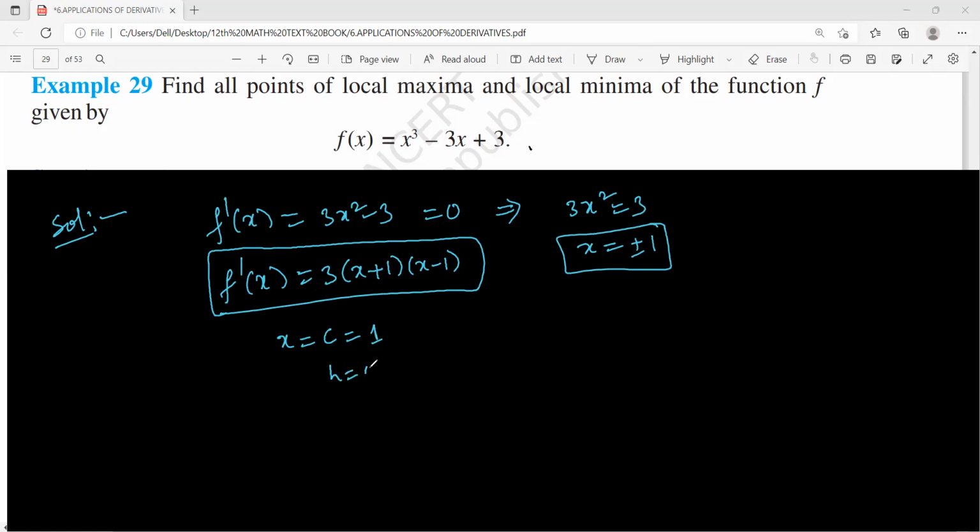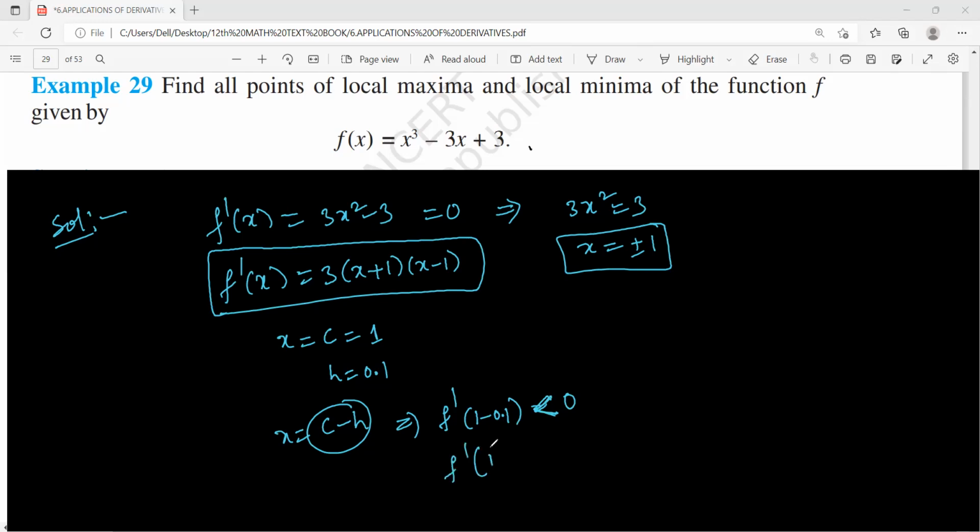Now h equal to 0.1. Now c minus h, so little less than 1. x equal to c minus h. f dash of x is what for c minus h? For c minus h, I write 1 minus 0.1 is 0.9. For 0.9, f dash is definitely less than 0. Yes or no? Yeah, good.